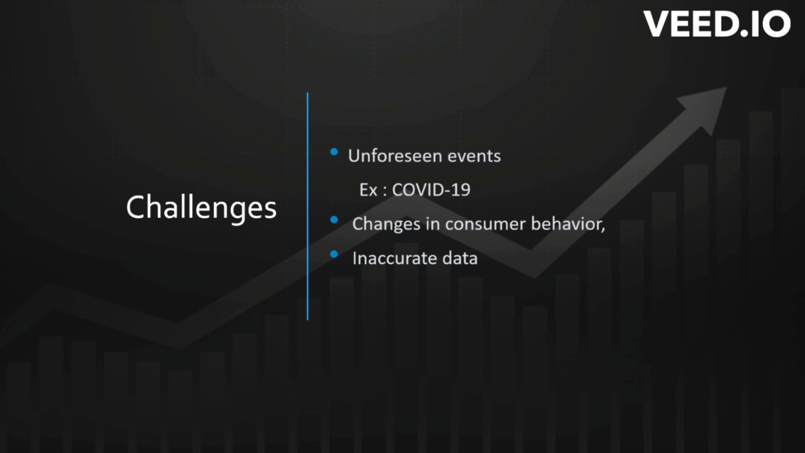Demand forecasting can be challenging because there are always unexpected things that can happen, like change in consumer behavior or inaccurate data. But even with these challenges, it is important for businesses to try to predict demand so that they can make informed decisions about how much to produce, how much inventory to hold, and how to price their products. And in case there are any unforeseen events, for example COVID-19, then the industry must be able to withstand that.